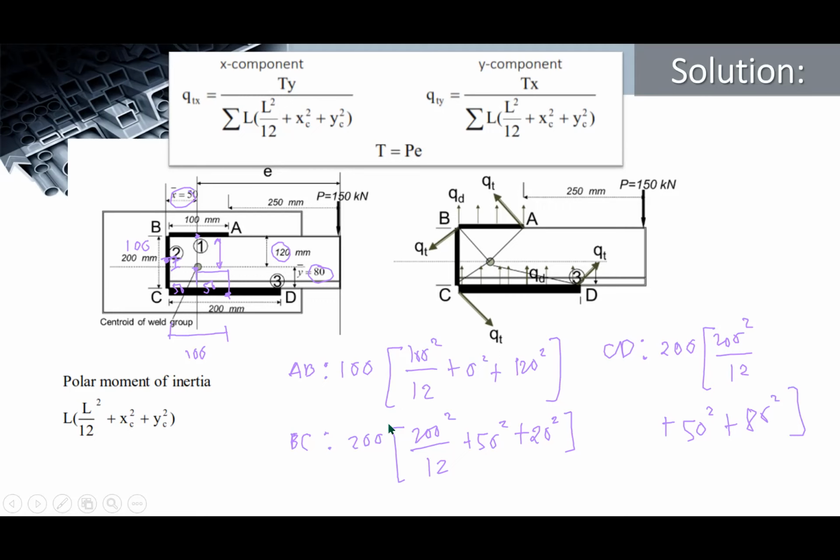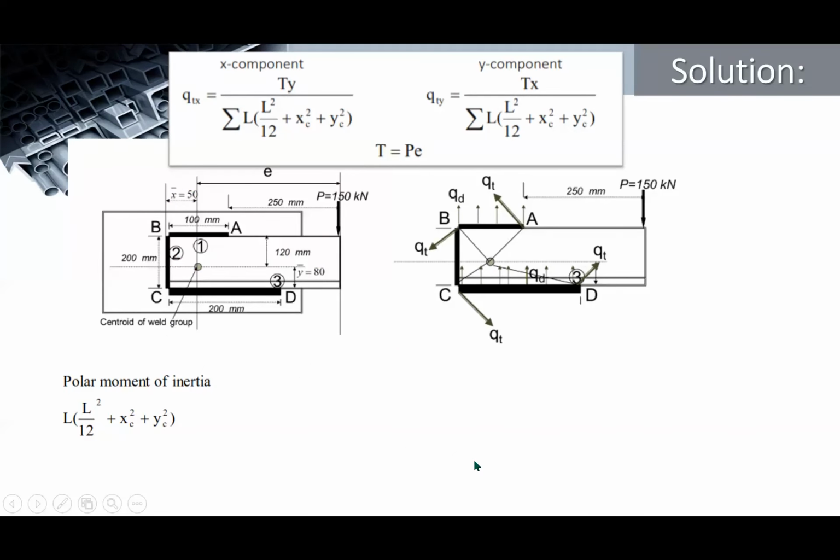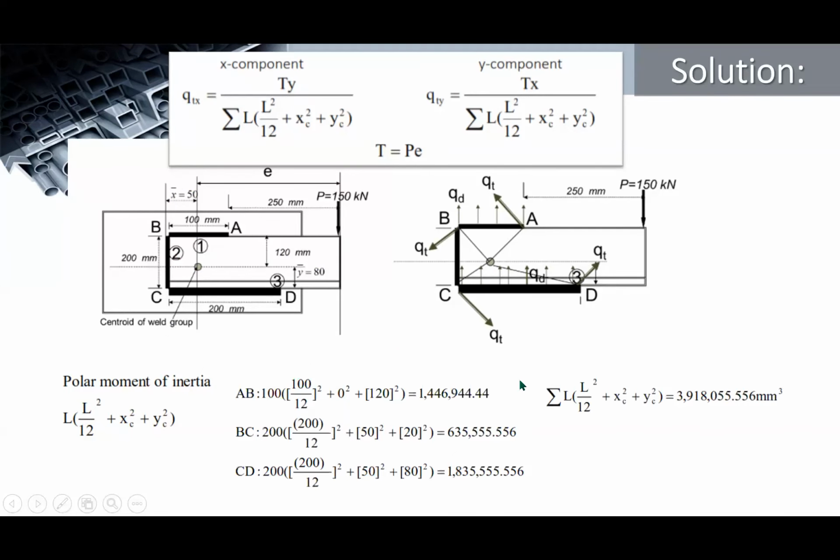Ayan na yung ginawa ko earlier. Then since ang equation natin is the sum of this, isum lang natin sila para makuha natin yung total polar moment of inertia. So we have 3,918,055.566 mm cube. So this is the polar moment of inertia of all the welds. Now, since we already have this, check na to.